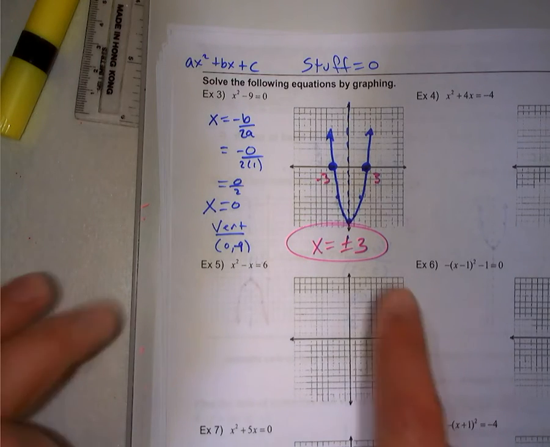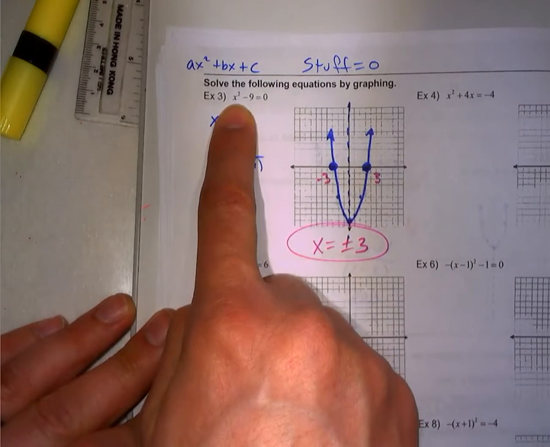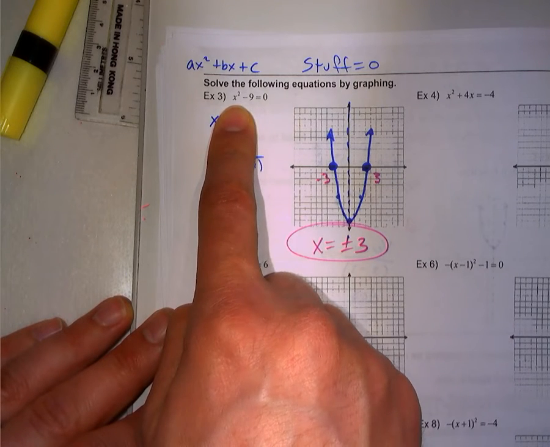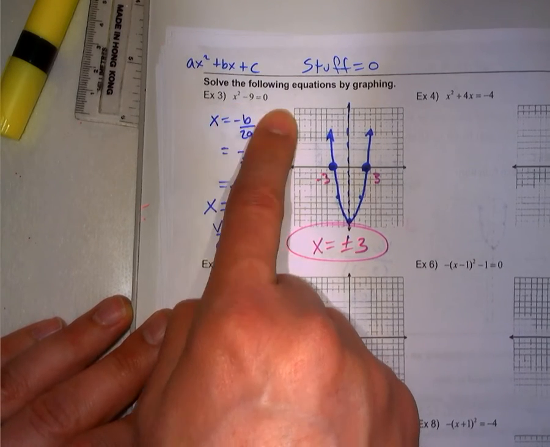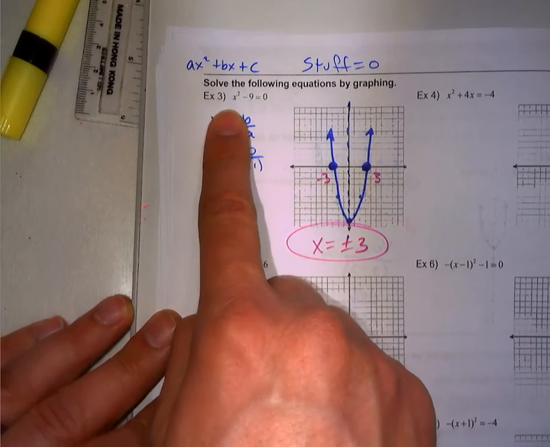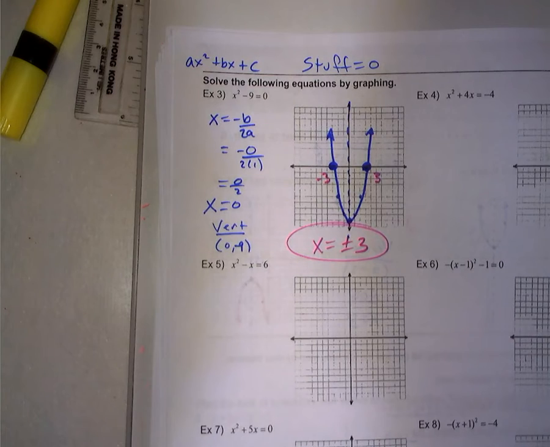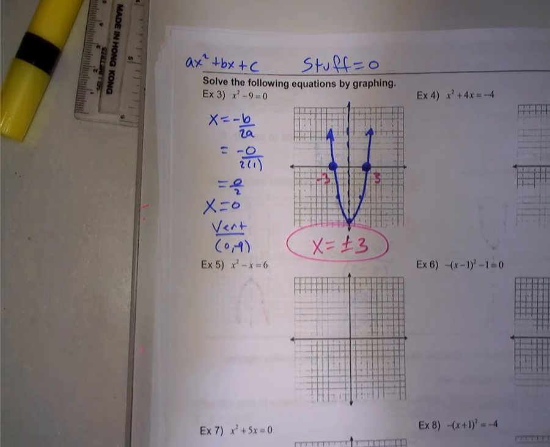Now I can always check my work. If I plug this in, what's 3 squared? 9. 9 minus 9 is 0. Works out. If I plug in negative 3 squared, negative 3 times negative 3 is 9. 9 minus 9 is 0. Works out perfect. Okay. This is another way to solve a quadratic equation, is to graph. Okay? All right, questions?